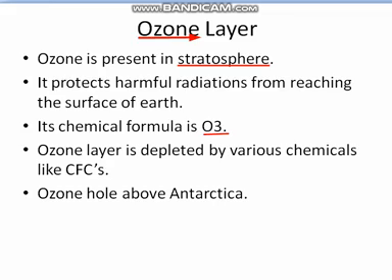They can also damage plants. They can also damage the eyesight. So this ozone actually protects the living organisms from the harmful UV radiations coming from the sun. So we can say that this ozone layer in the stratosphere acts as a blanket and it protects the living organisms on the earth from the harmful radiations coming from the sun.